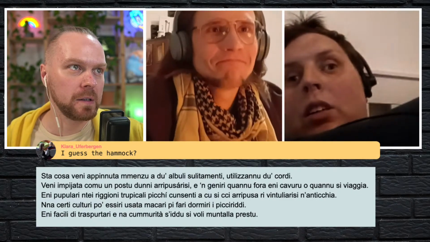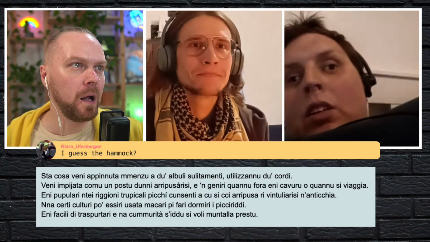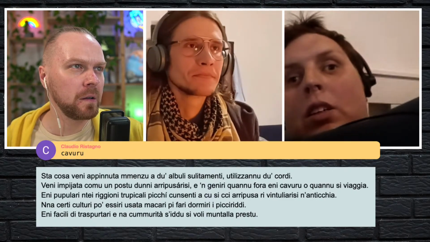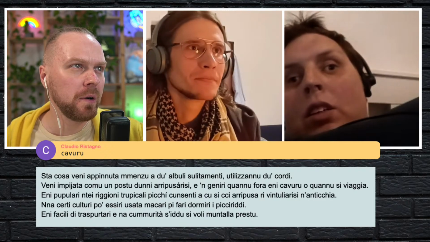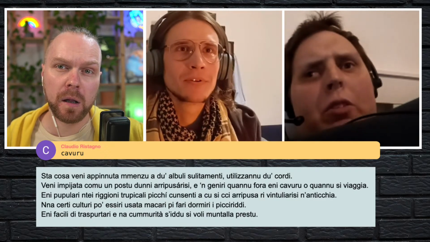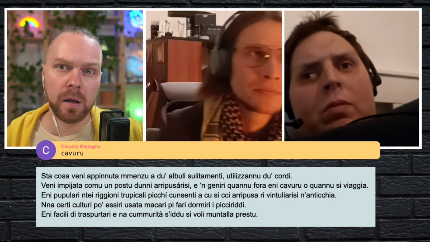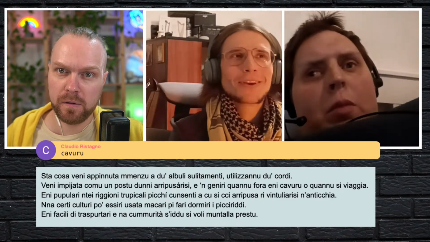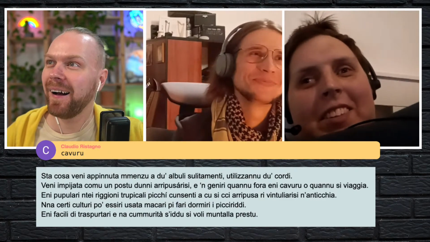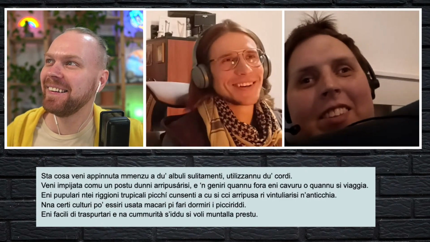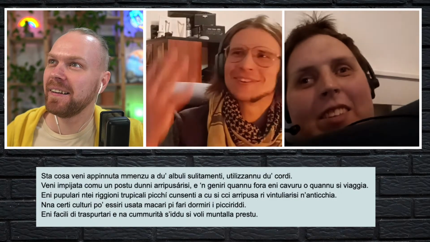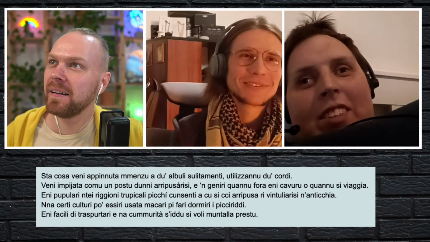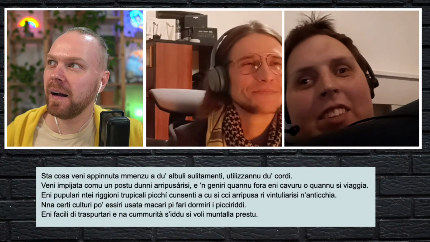Yes, so Clara got it this time. It's a hammock. And Claudio, he said cavuru. Yes, I think that was in respect to the fact that I used the word cavolo. I forgot what it means. Sorry. It's a vegetable. Or, che cavolo! It's a way to express something.